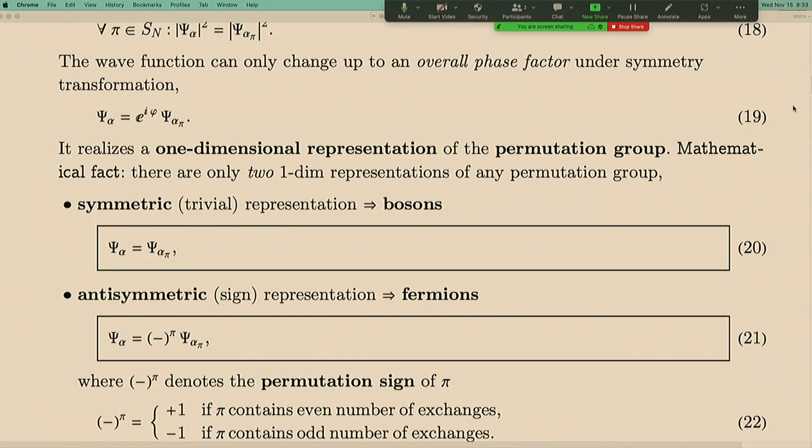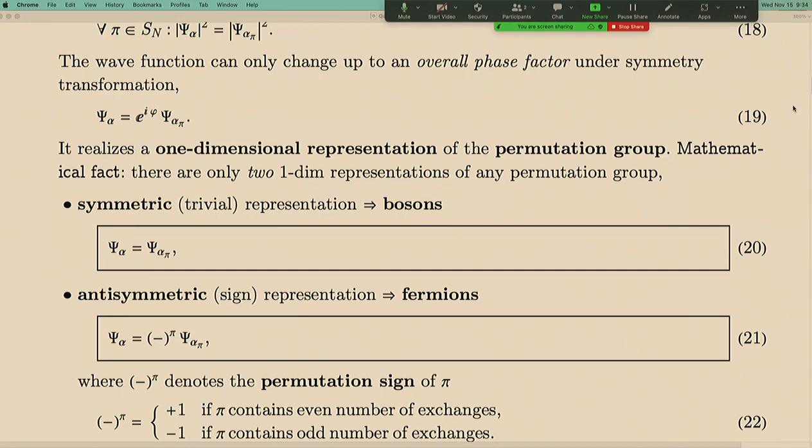Either when you exchange you get nothing, you get +1, meaning that no matter how you exchange, the wave function is still the same. That is the first case, and this case is called the symmetric representation. Any many-body system whose wave function satisfies this condition is called a bosonic system, and the particles that form these many-body systems are called bosons.